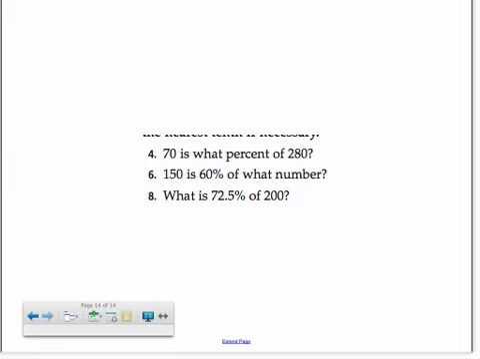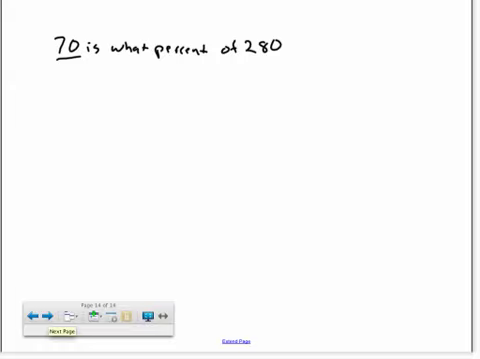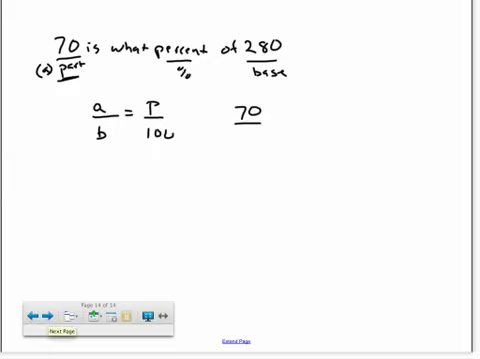Okay, so taking a look at number 4, it says 70 is what percent of 280? And so, I'm trying to indicate these all the time. This is my part. Here's the percent. Here's the base. And it's always A. Part is A. A over B equals P over 100. So 70 over base B, 280, equals my unknown P over 100.